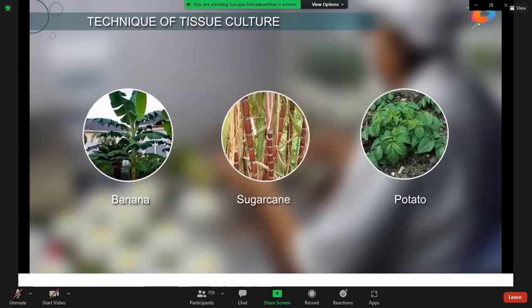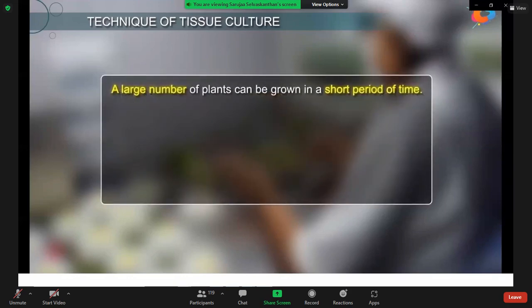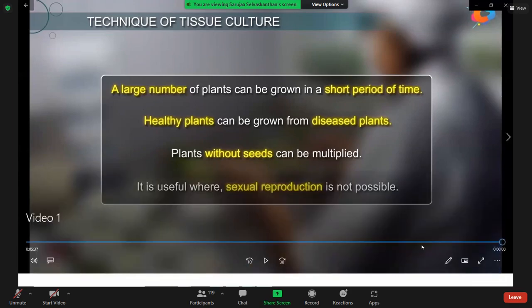There are many advantages of tissue culture, which are as follows. A large number of plants can be grown in a short period of time. Healthy plants can be grown from diseased plants. Plants without seeds can be multiplied. It is useful where sexual reproduction is not possible. Hope you understand the basics of plant tissue culture.